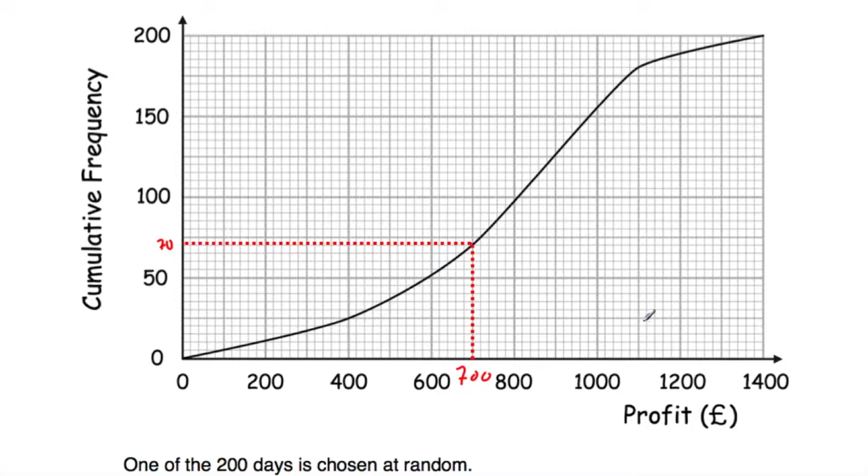Now let's repeat that for £1,100, and that'll tell us our estimate for how many days the profit is less than 1,100. And then if we take them away, that'll tell us our estimate for how many days we expect the profit to be between £700 and £1,100. So let's do that.